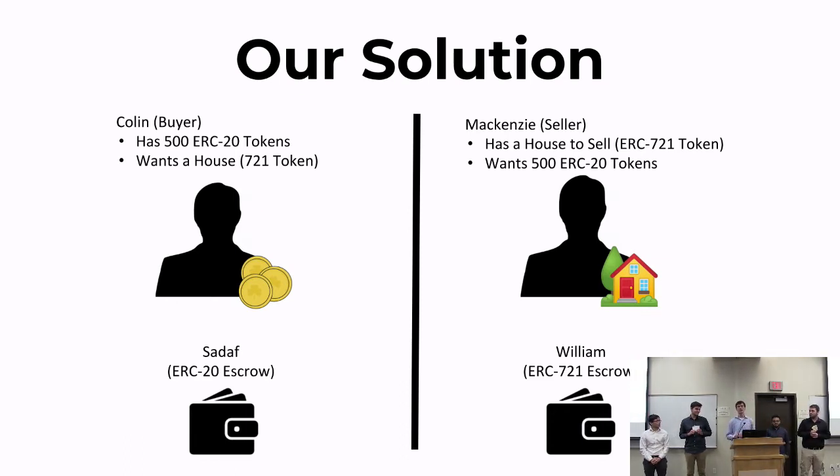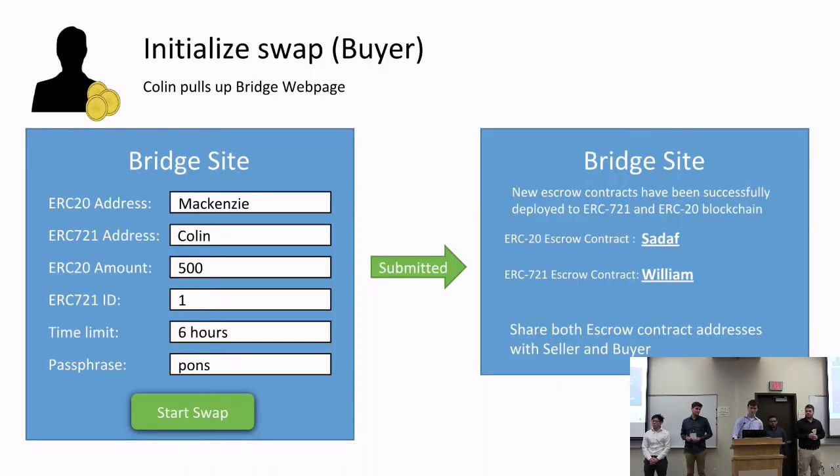We use a solution which uses escrow contracts, which are going to be represented by Sadaf and William. These are programs that are run on the blockchain, which you can give certain tasks, such as trading money, and they will accomplish that. Okay. So now, to initialize this swap, Colin, our initial person, will log on to our site, and he has to fill out certain features, which will then become our escrows. So this includes the ERC20 address, which is Mackenzie's address, his own address, as well as the amount that they've predetermined are going to be swapped.